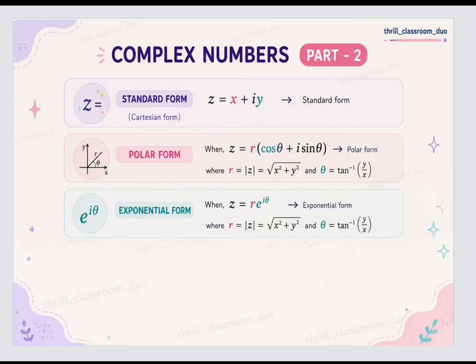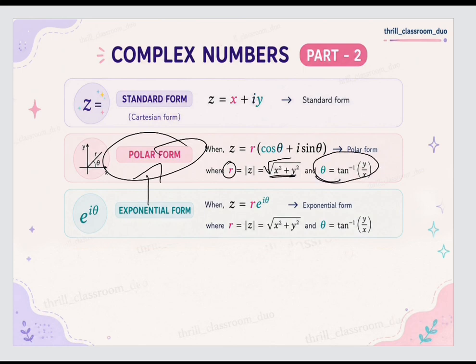Complex numbers part 2. First one is standard form. The second one is polar form, and the third is exponential form. Exponential form is the short form of polar form, where r is equal to root of x square plus y square, and theta is tan inverse y upon x.